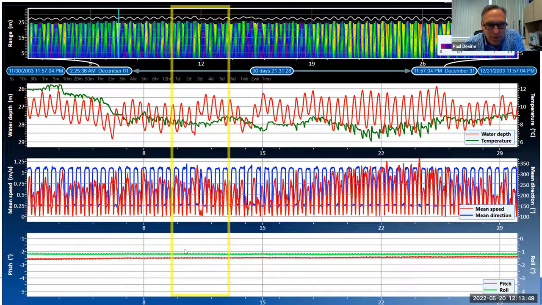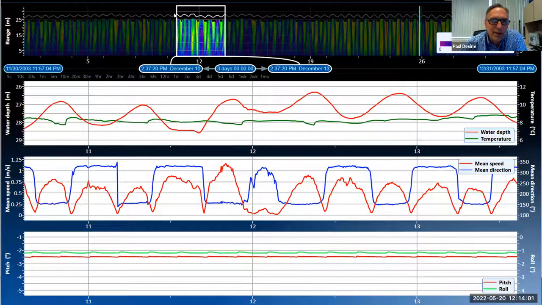ADCP pitch and roll, it's pretty flat, right? You can see slight variations in the pitch and roll. This is the ADCP moving slightly in its bottom mount. So we zoom in on this period from 2 p.m. December 10th to around 2 p.m. December 13th. In this 3-day time series, we see water temperature variation in green, tides, and then we see the tidal elevation swings, and mean current, like we said before, got up to about 1.2 meters per second.